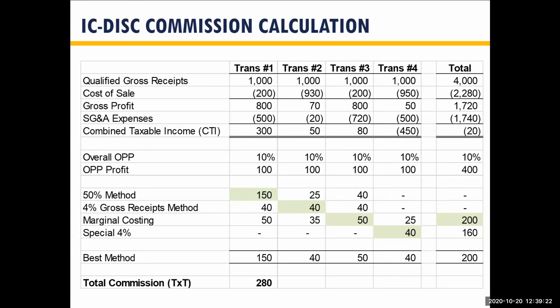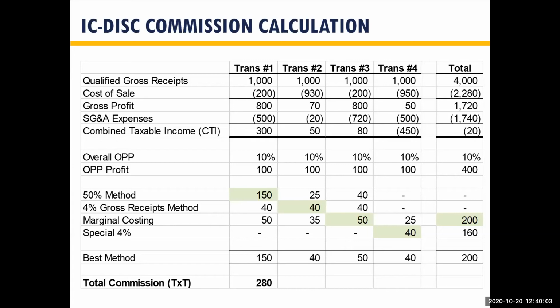So we'll go through an illustration of each of these methods to make it a little bit easier to understand how they're calculated and how you can benefit from the T by T method. So we have 4 transactions here. We'll start with number 1. We have $1,000 of gross receipts, $200 cost of goods sold to give us an $800 gross profit. $500 is our SG&A to give us $300 is our combined taxable income. And then for this example, we will assume that our overall profit percentage is 10%.